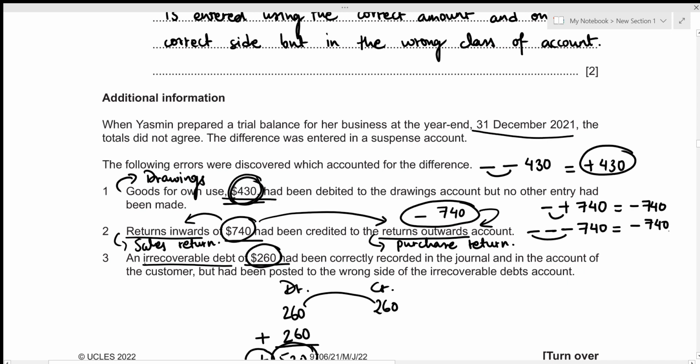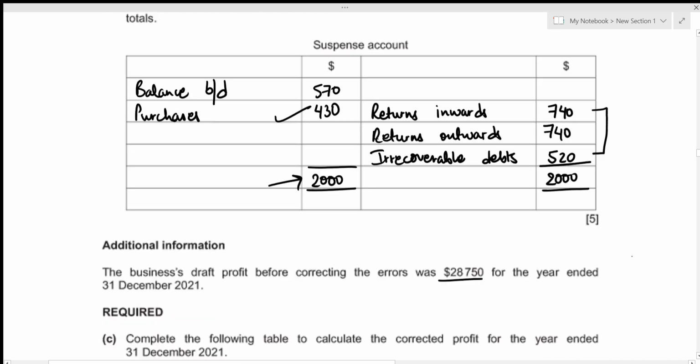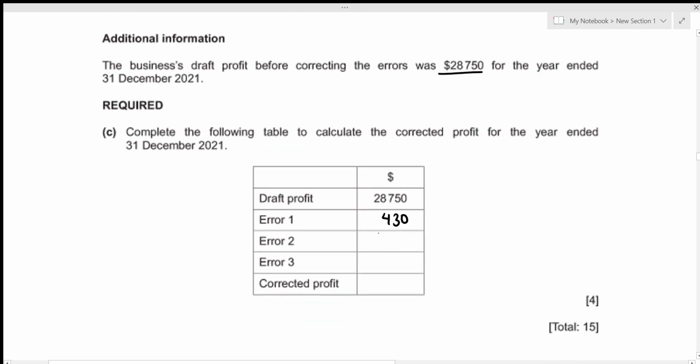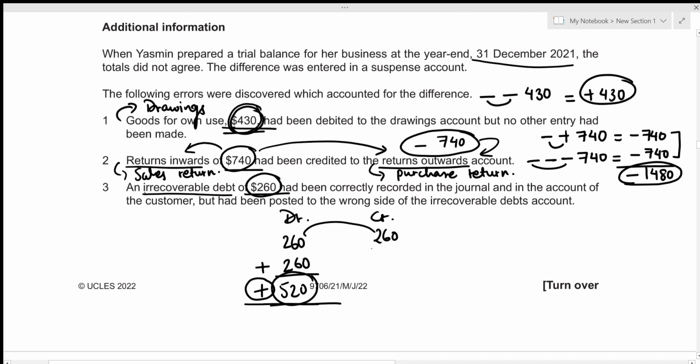So the total to be adjusted would be negative 740 and negative 740, which results in the negative balance of 1480. So this is the amount to be adjusted in order to figure out the correct profit for error 2. Let's write it down. So that's 1480, but a negative balance, so I'm just going to write it in a bracket indicating that this needs to be subtracted. Now for the last error, irrecoverable debt should include the value of 260, right?